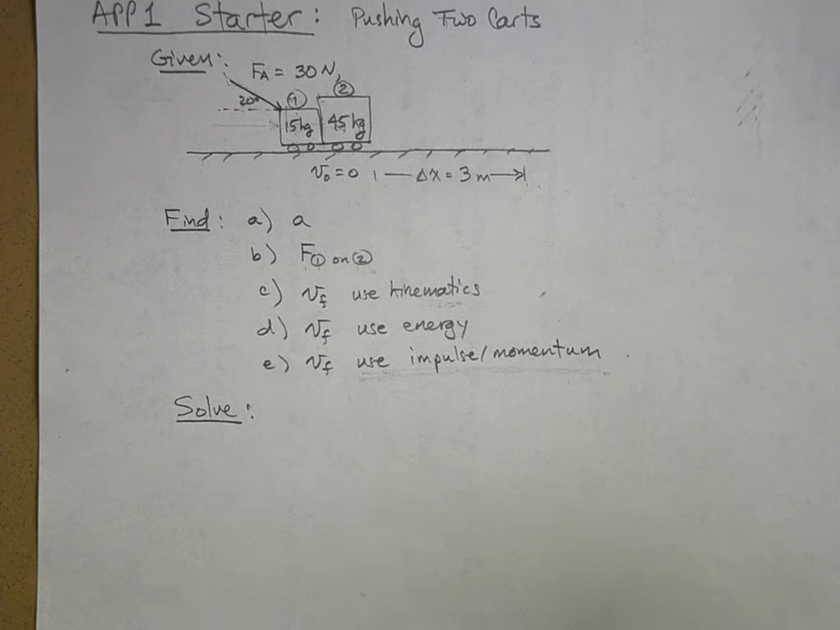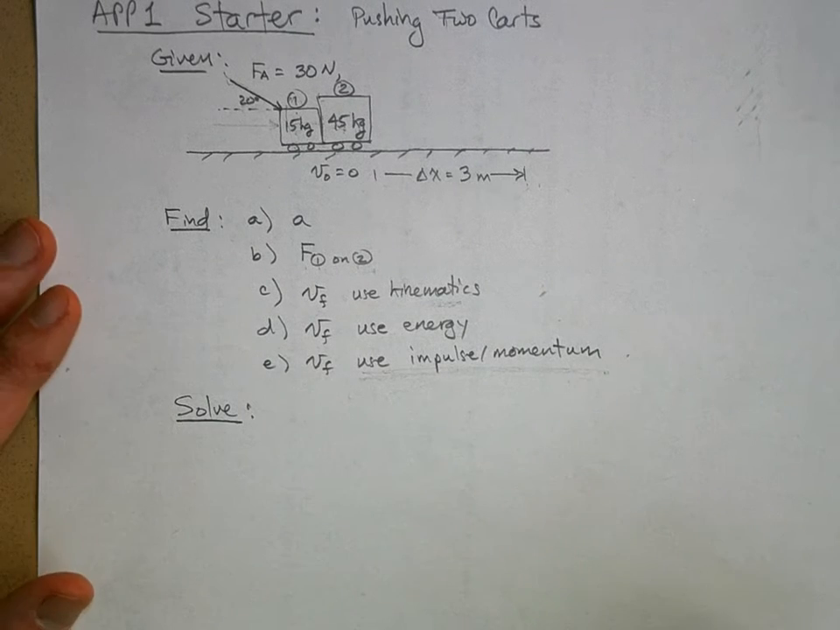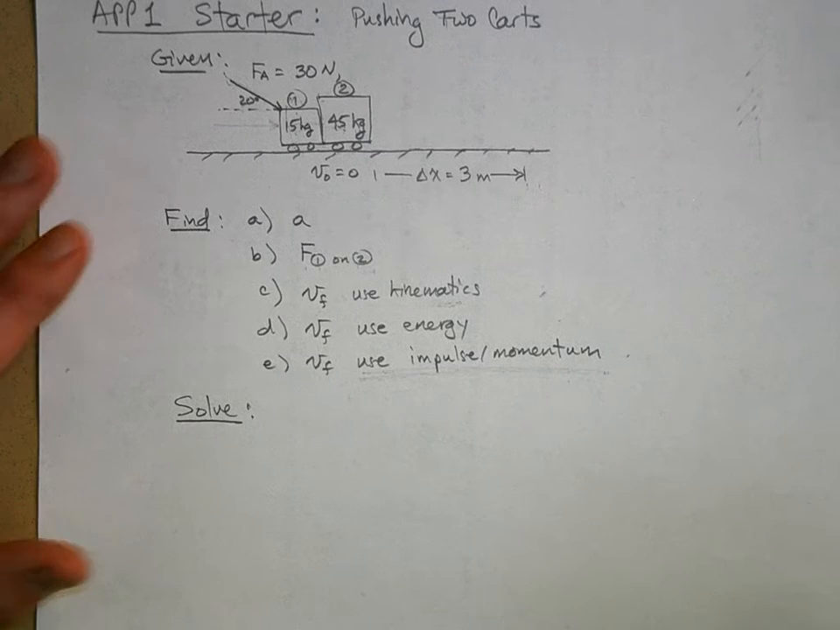Now you're going to get problems like this on the AP test. They're going to be disguised. They're not going to be laid out quite this well for you. But if you can just take a step back and write down what you know and what you're supposed to find, you'll have more success. You'll get more partial credit.